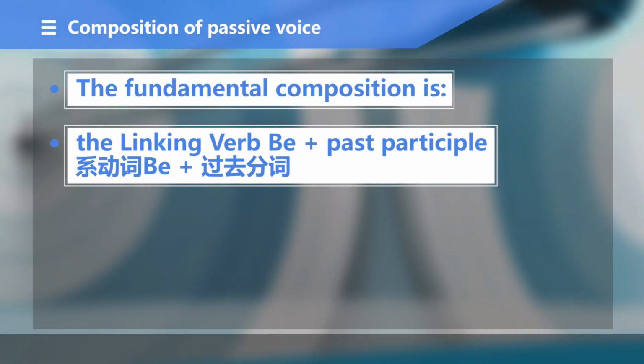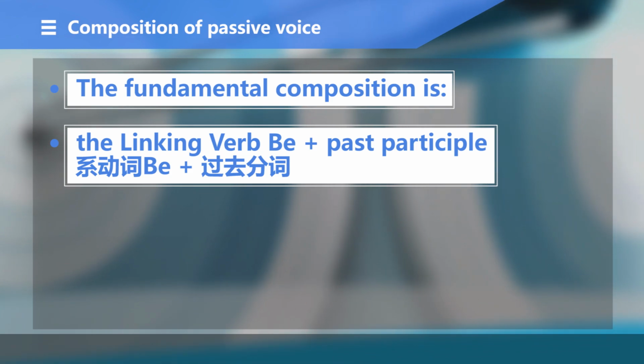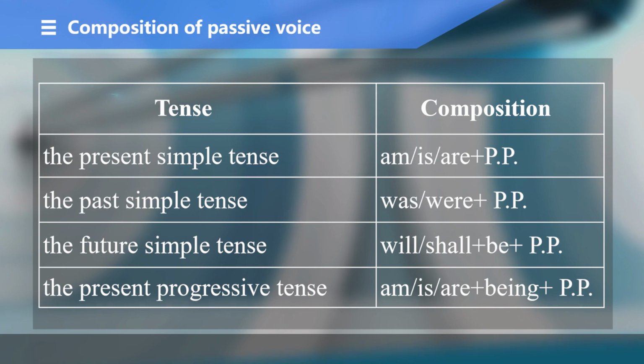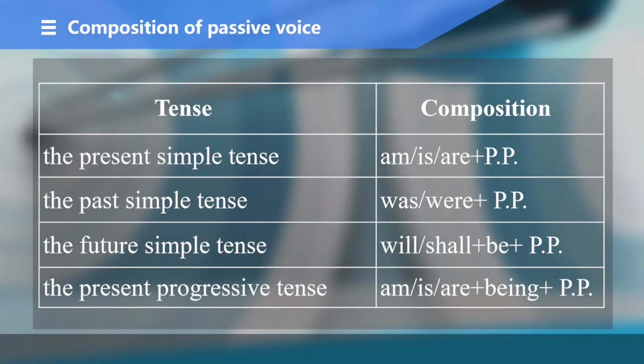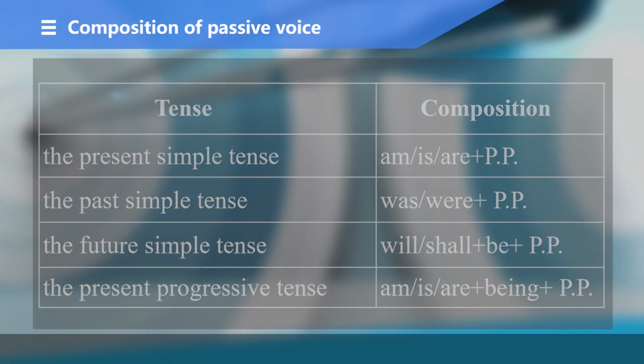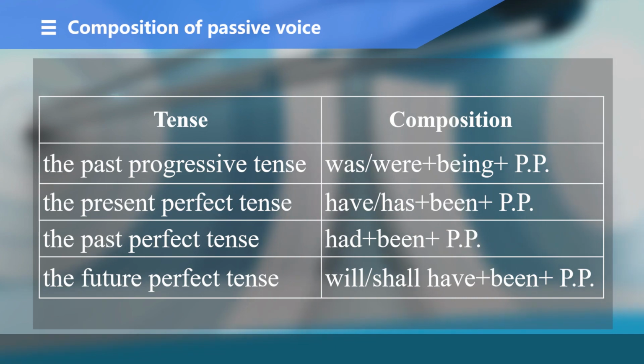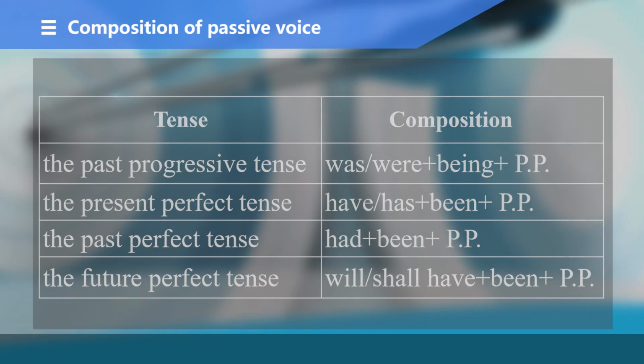Second, let's talk about the composition of passive voice. The fundamental composition is the linking verb be plus past participle. If you want to know the passive voice of different tenses, please see the following. In the table, the left column is tense, the right column is the composition. From the table, you have known clearly about the formation of passive voice of different tenses.